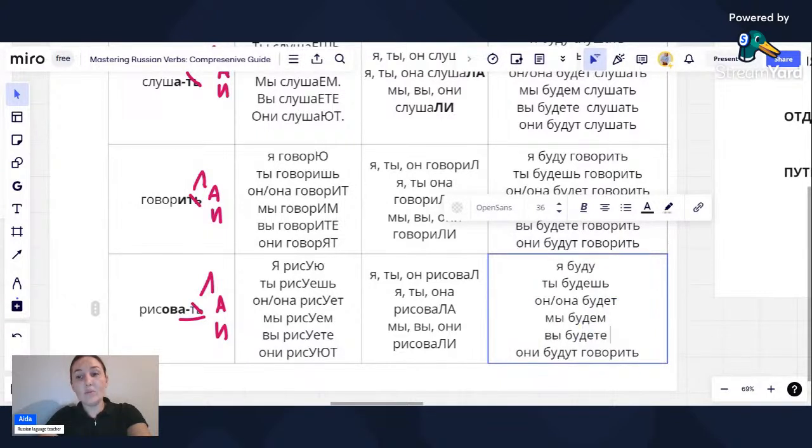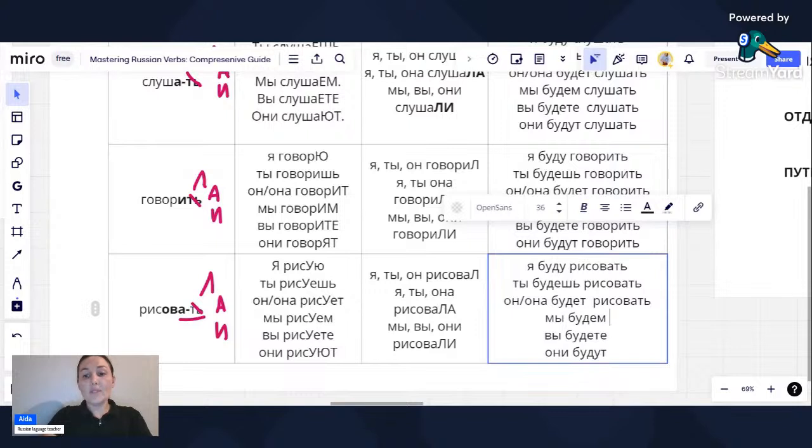The infinitive form of a verb is the first form of the main verb. So the main verb is рисовать. So we say I will paint. Я буду рисовать. Ты будешь рисовать. Он, она будет рисовать. Мы будем рисовать. Вы будете рисовать. И они будут рисовать. This is the future tense. I will draw, you will draw, she will draw, etc.